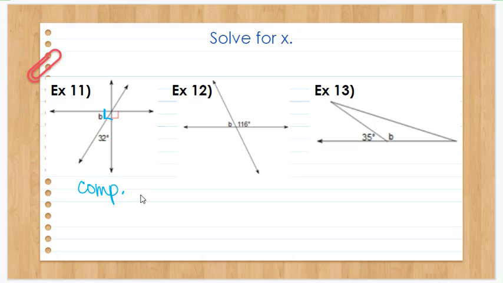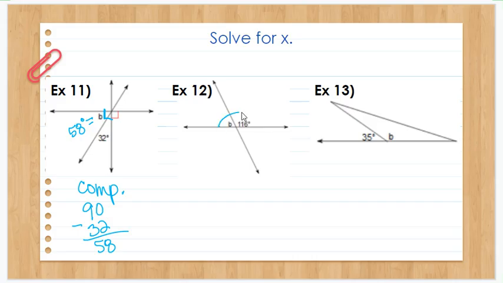So these are going to be complementary. These two angles right here, B and 32, the given one. So that means they're going to add up to 90, so we can subtract 32 from 90 to find the missing angle. And that gives me 58 again. So B equals 58 degrees. All right, example 12, we have a straight line here.